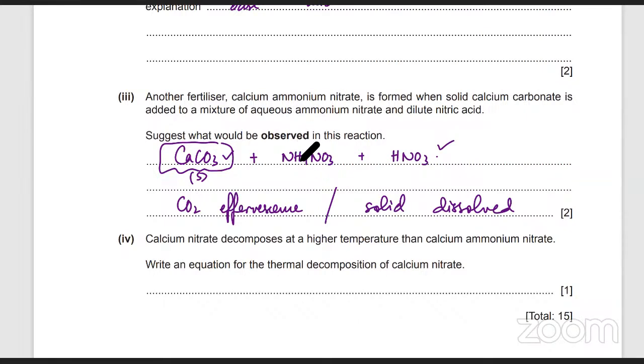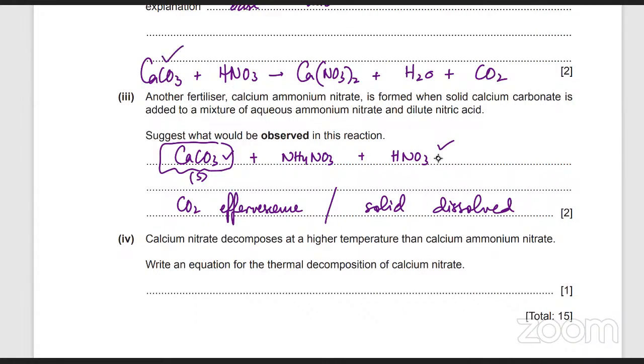What's the equation of calcium carbonate with an acid? When you have a carbonate with nitric acid, what's going to happen? Salt, water, and carbon dioxide get produced. The salt is going to be calcium nitrate. Carbonate reacting with an acid gives carbon dioxide.